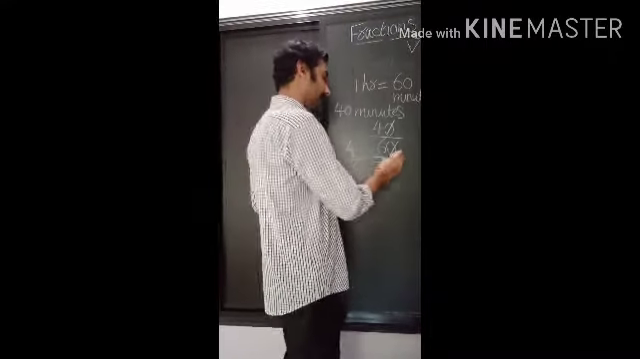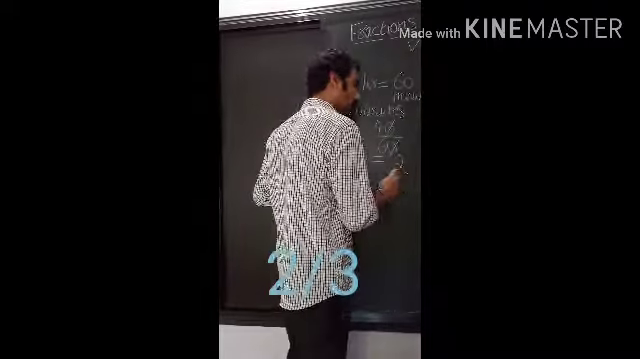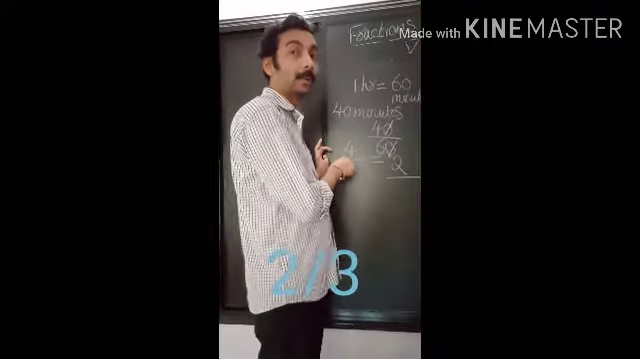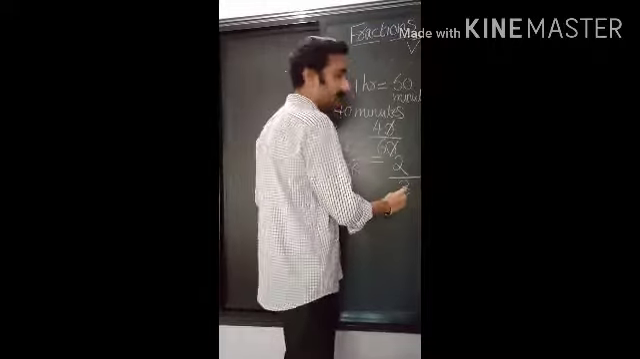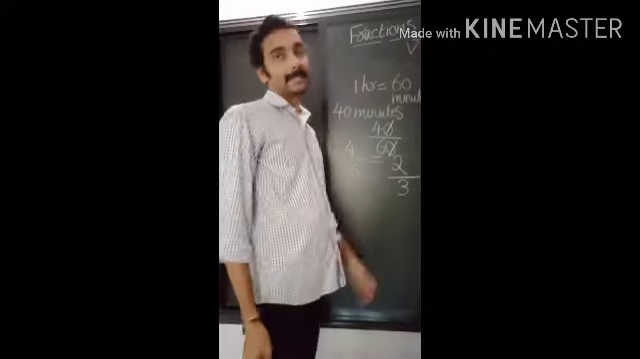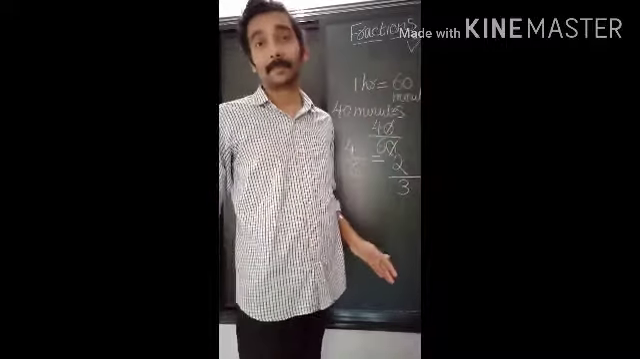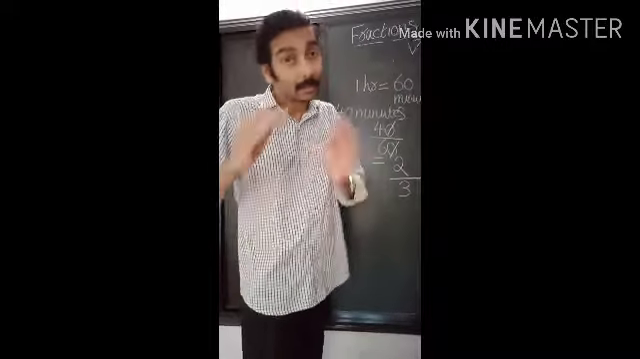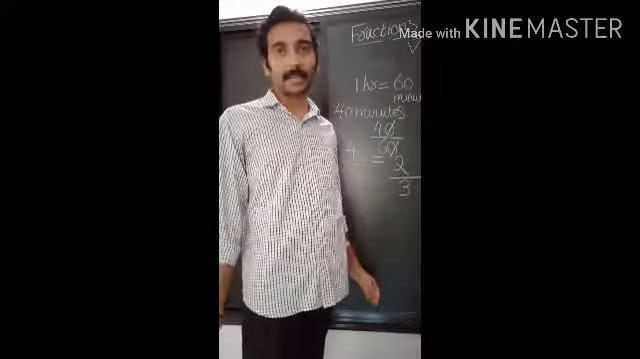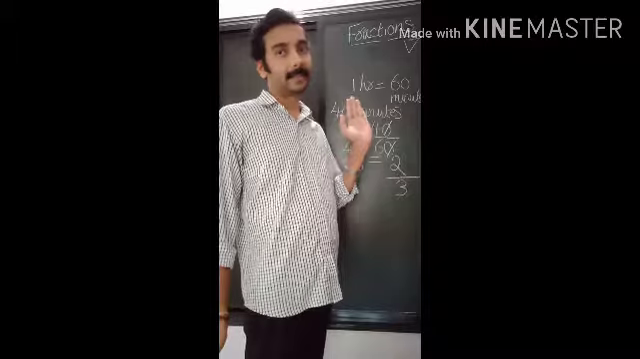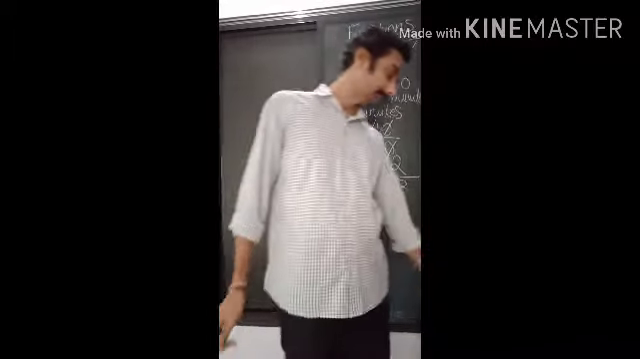4 divided by 2 is 2. 6 divided by 2 is 3. That means 2 by 3. You converted into the lowest term. Okay, clear? The answer is 2 by 3.